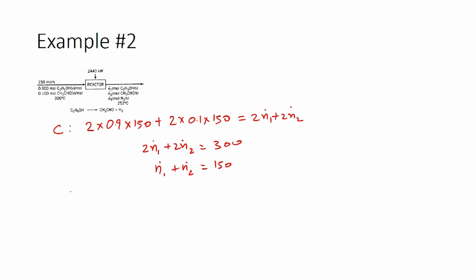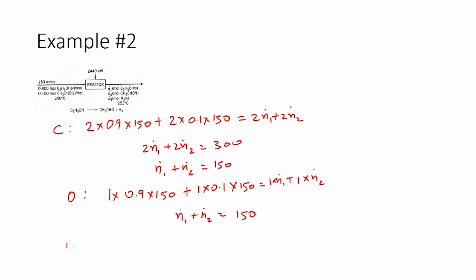If you were to write an oxygen balance, then you would have 1 times 0.9 times 150, which is the number of atoms of oxygen entering in the form of ethanol, plus 1 times 0.1 times 150, which is the atoms of oxygen entering in the form of acetaldehyde, giving you an output stream which would be 1 times n1 dot plus 1 times n2 dot. So, the equation basically simplifies to again n1 dot plus n2 dot equals 150.